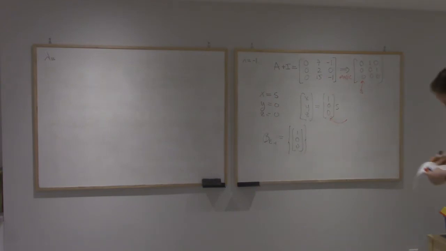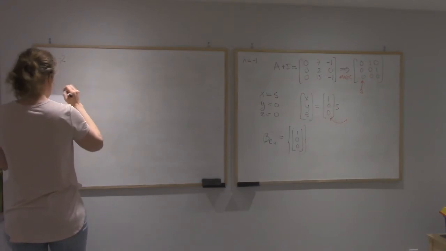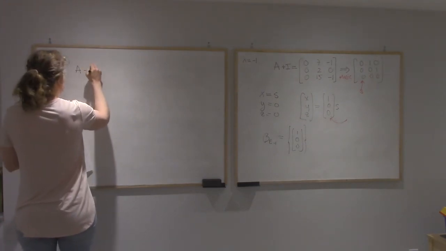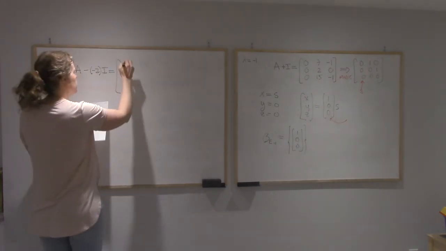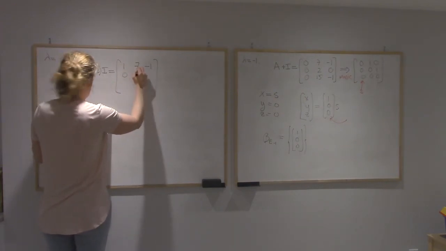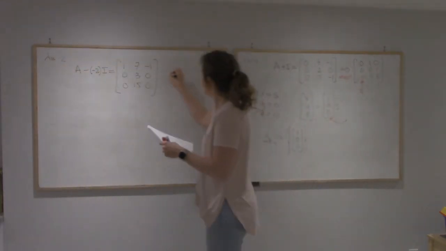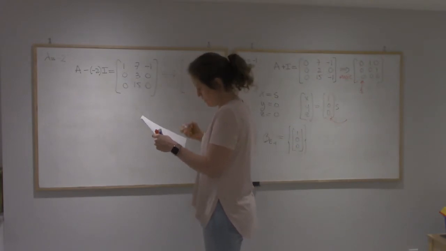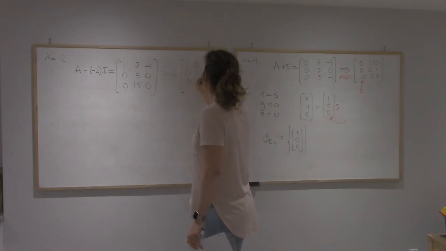The final one was -2, I think. Yeah, -2. So I'm going to look at A minus -2I, and a was -1, so I get 1, 0, 3, 0, 0, 15, 0. Oh, let me get the reduction before I put this down. The reduction will be 1, 0, minus 1, 0, 1, 0, 0, 0, 0.